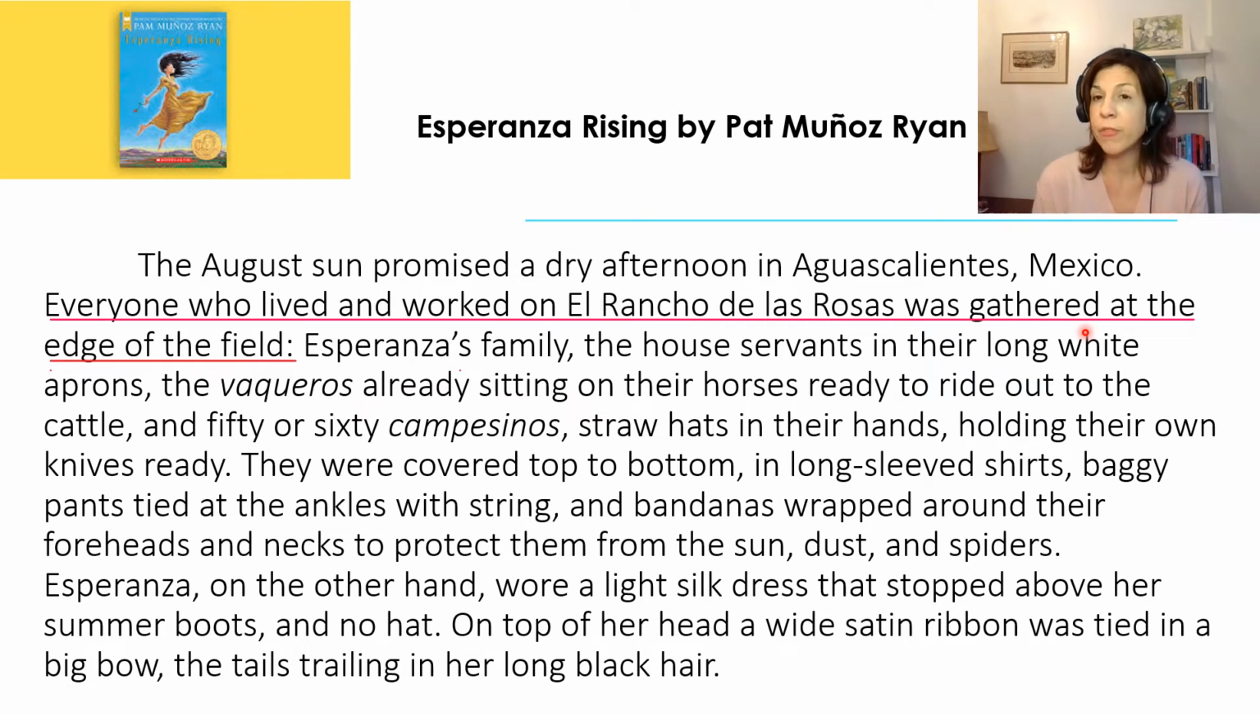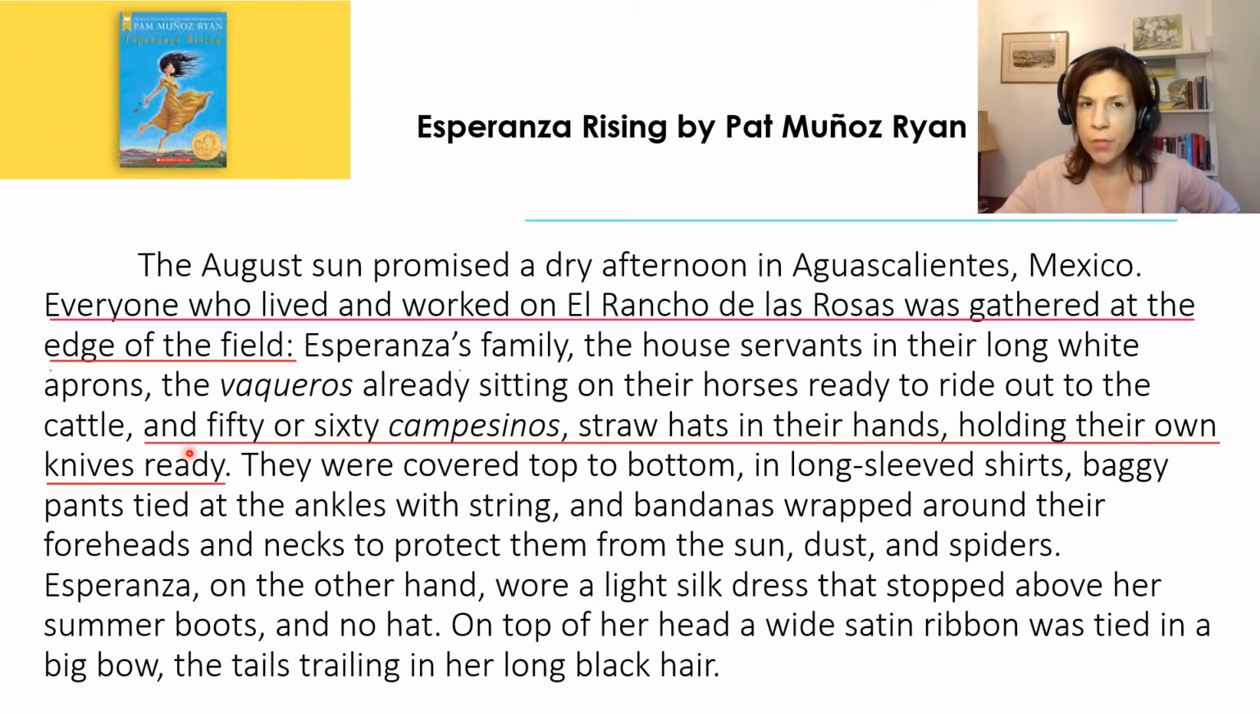Now we can go a bit further. Where? At the edge of the field. And now, after this colon, we can go more in depth with our students into who exactly is everyone. Esperanza's family, the house servants, etc. Okay, so now my students are getting a picture of the setting of this passage, right? Because I helped them break down that first complicated sentence about everyone standing or gathered at the edge of the field.